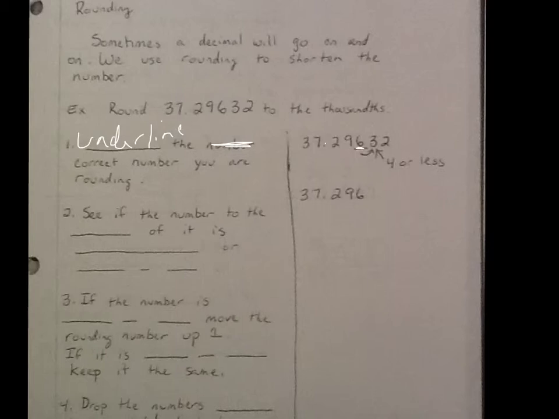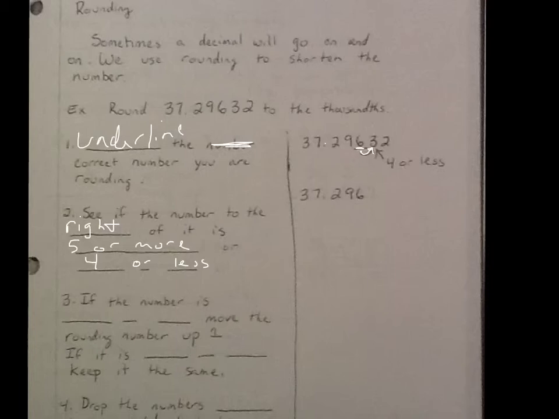Now what I like to do is draw a little arrow to the number to the right of it. Okay, so step 2, see if the number to the right of it is 5 or more, or 4 or less. Okay, and that is going to tell you what to do with your rounding. Okay, now in this case we have a 3, so it's 4 or less.